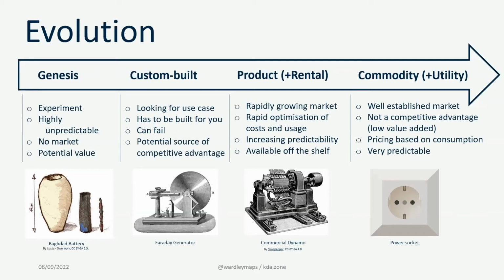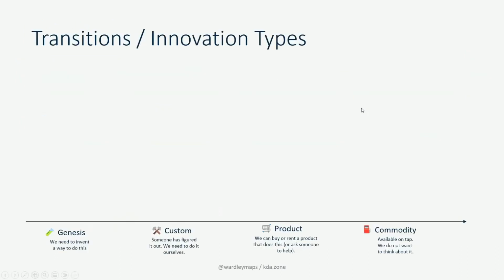But you can make quite substantial money out of the commodity because the market starts growing there. So it heavily depends on the context, whether this is desired or not. Now, what is super important about evolution is that inside one label, so inside Genesis, custom, product, or commodity, replacement rarely brings significant value.